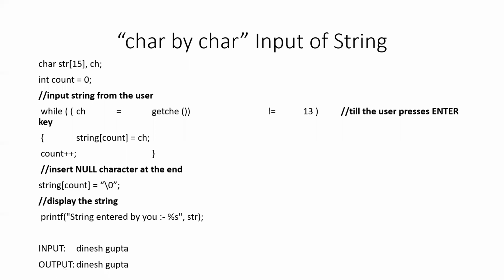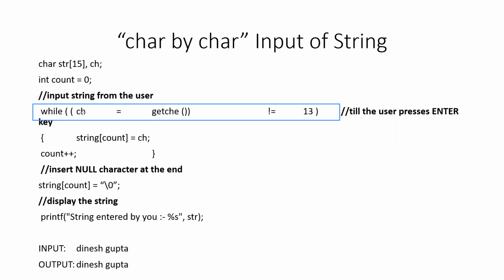The third method is different from the first two methods because it accepts character by character input of the string. Now let's have a closer look at the program. Here again we have created a string with a maximum size of 15 characters. The most important statement in this program is this while loop. It is a single statement, but it includes a number of sub-statements.